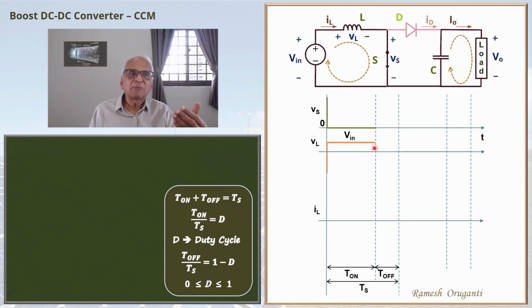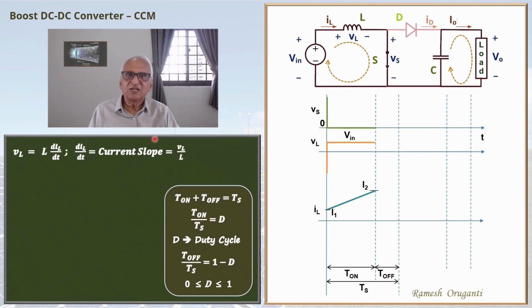As the voltage is applied across the inductor, current will change from a starting value of I1 to a new value of I2. The inductor relationship is given by VL equals L dIL by dt. So the inductor current slope dIL by dt will be VL by L. Now we are in the turn on interval, that is the T on interval when the switch is turned on. T on interval period is DTs. So the current slope during this interval will be Vin by L.